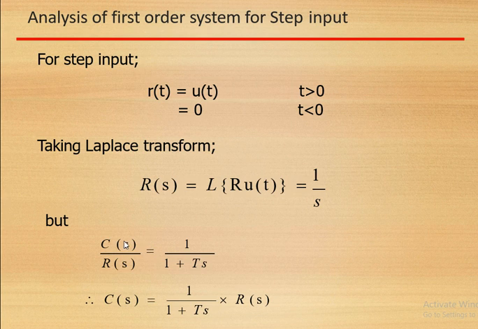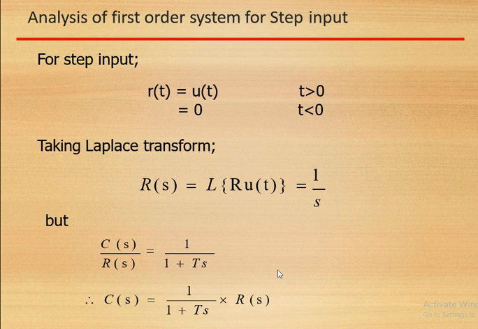Okay, so what is C(s) by R(s) now? That is the Laplace transform of output divided by the Laplace transform of input, which is given by 1 upon 1 plus Ts. Now we are interested in the output, so we have taken the input to the right side, and C(s), the Laplace transform of output, is equal to 1 upon 1 plus Ts into R(s). Now what is the Laplace transform of input? Basically the input is the step input, and its Laplace transform is 1 upon s.